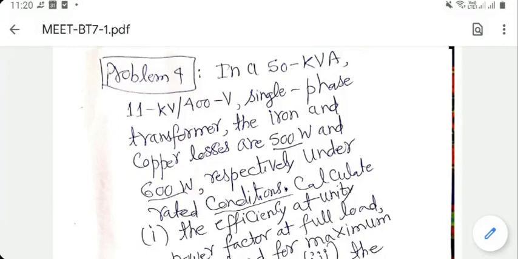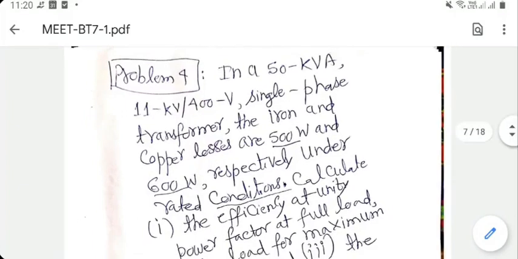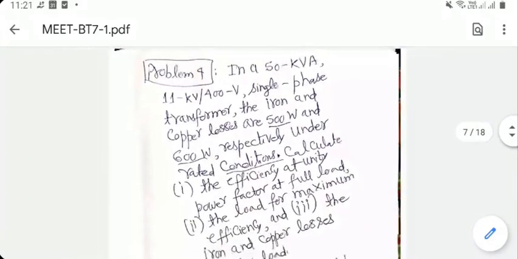Okay. It has iron loss of 500 watt and copper loss of 600 watt under rated conditions. That means primary voltage is 11 kilovolt and secondary voltage is 400 volt, and you can calculate the primary and secondary currents based on kVA and primary and secondary voltages. If power factor is not given, you assume 1. If it is given, you take that into account. Now the question says, that's fine. We are given the two losses. Calculate the efficiency at unity power factor at full load. So power factor is given as 1.